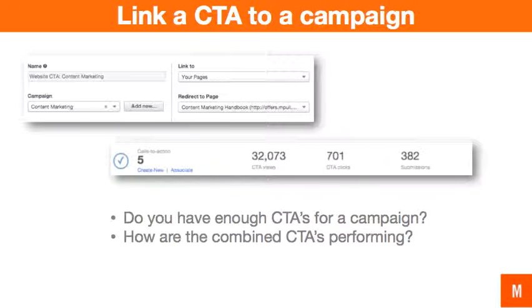The last part of this training is around linking a call to action to a campaign. The importance of linking your call to action to a campaign is that you can see how your campaign is performing. So if you have a summer campaign, for example, all your call to actions on your website and your email can all be grouped together, and you can see how many views you get in, how many clicks you get in, and how many submissions you're getting.